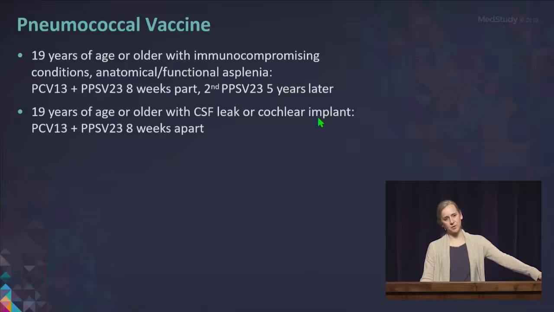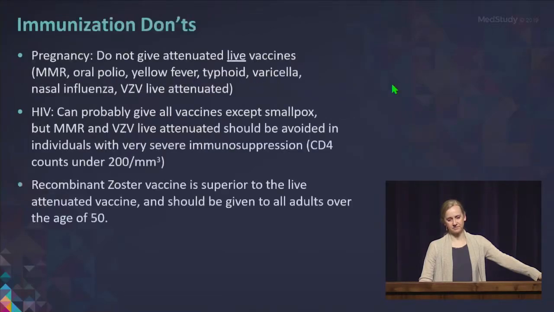So PPSV23 is heart, lung, kidney disease, smoker, alcohol, right? PCV is asplenia, immunocompromised, cochlear implant, CSF leak, right? So the PCV is much more specific, right? And in these cases, you're going to be doing them 8 weeks apart, with the second one 5 years later. And I think that these guidelines are changing a lot more, but it's important to keep these in mind for these more complicated patients.